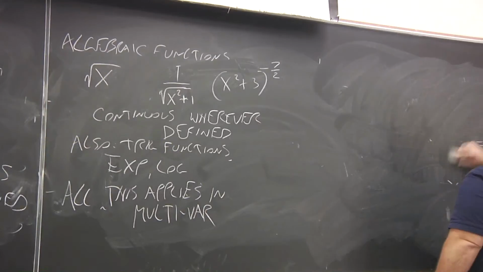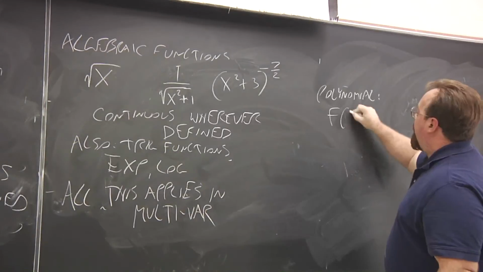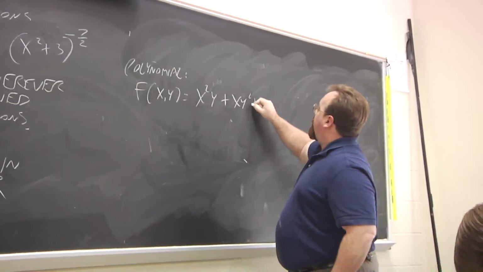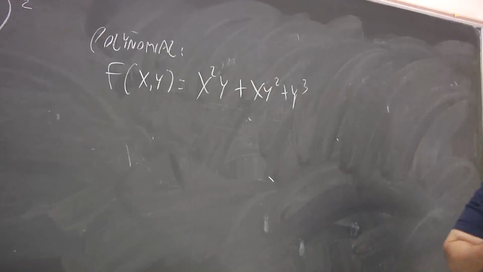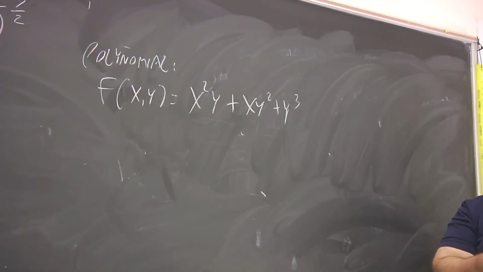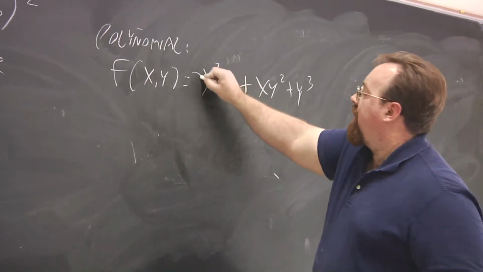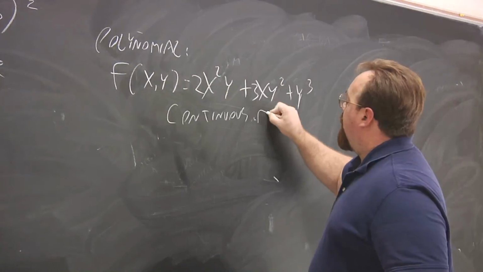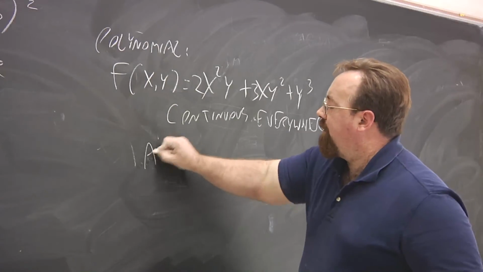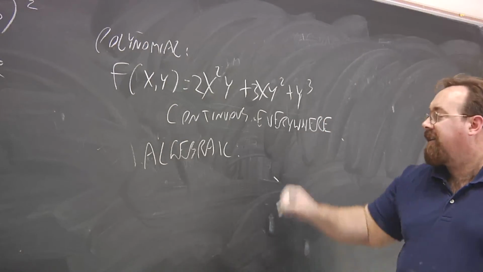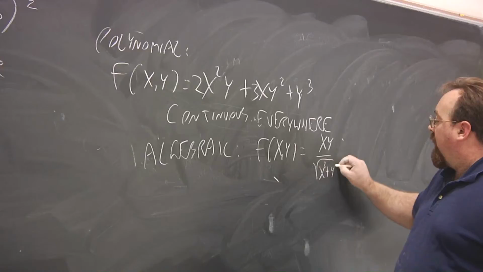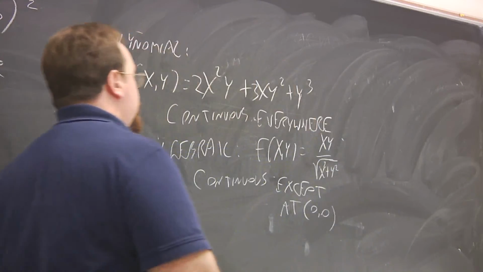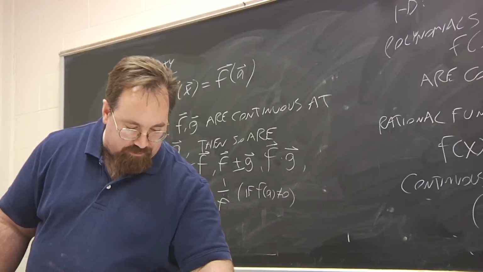So for instance, a polynomial in multiple variables, say f of x, y could be something like x squared y plus x y squared plus y cubed. So each term is going to have x and y both raised to various powers. Maybe you would have some constants in here as well. So this is a polynomial in 2 variables, continuous everywhere. Whereas an algebraic function in 2 variables is one we just looked at, x y over square root of x squared plus y squared. This is continuous except at 0, 0 where it fails to be defined. This is on page 3 of the notes.